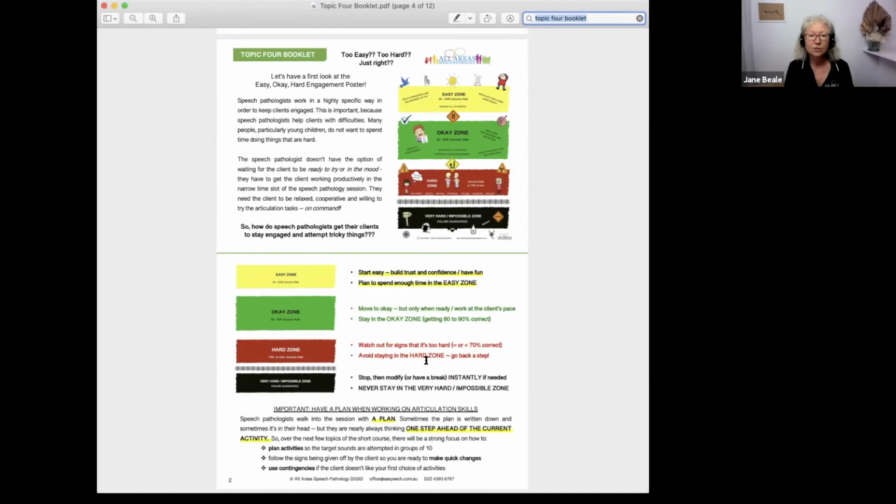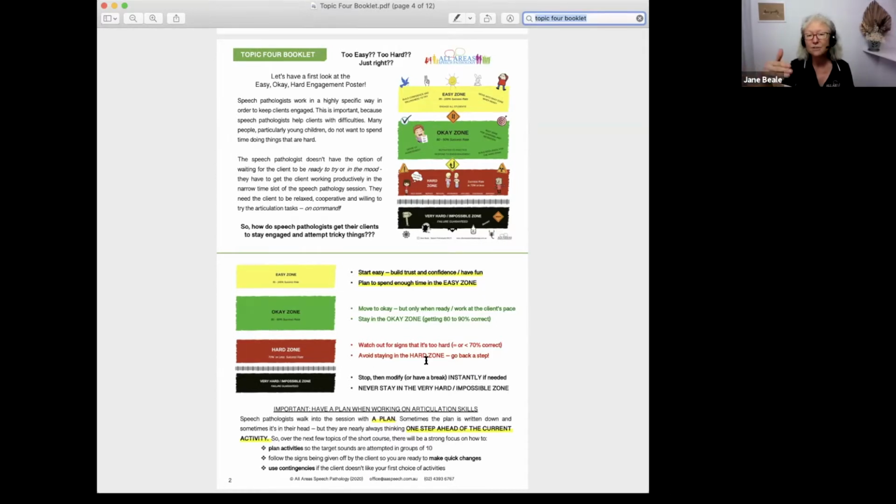On page 2, we're going to look at those concepts now of too easy, too hard, just right. Speech pathologists think this way. This is what we learn at university, and this is what we use when we are implementing our articulation programs. We do this because we need the child or the adult to be engaged. If someone comes in for a session, it's no good for us to go, oh, they don't want to do it today. Yeah, that's all right, off you go.